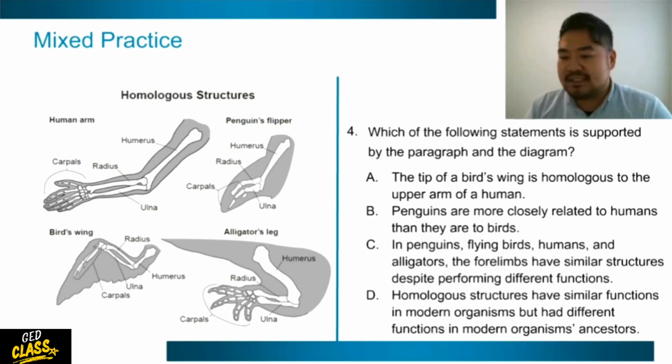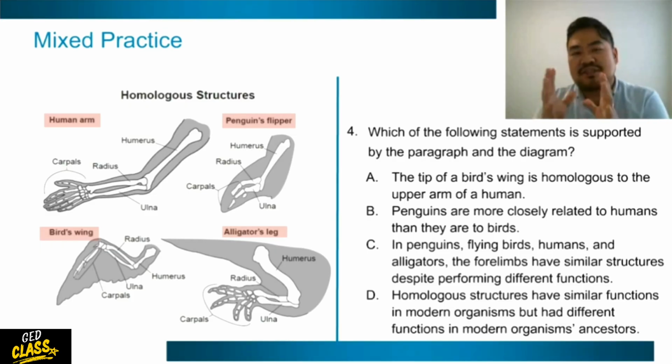Which of the following statements is supported by the paragraph and diagram? If you notice here, what do we see? All four of these homologous structures have the same bone structure, the same types of bones. But the big thing to note is how they're similar, but we have some differences here. We have the human arm, whereas for the penguin they mentioned the flipper, for the bird the wing, and for the alligator the leg. Very different types of structures.